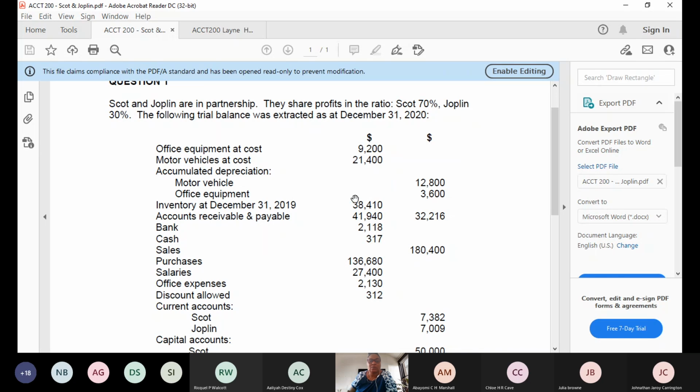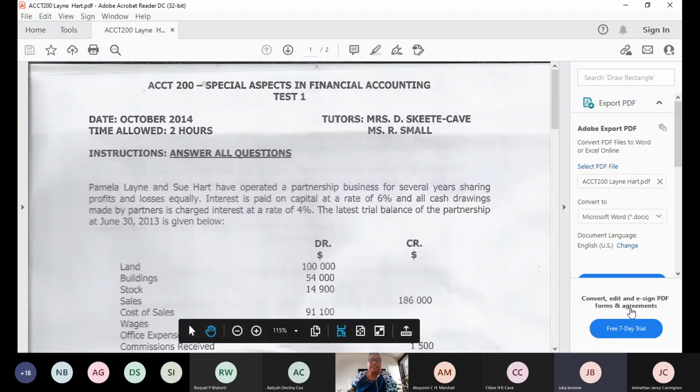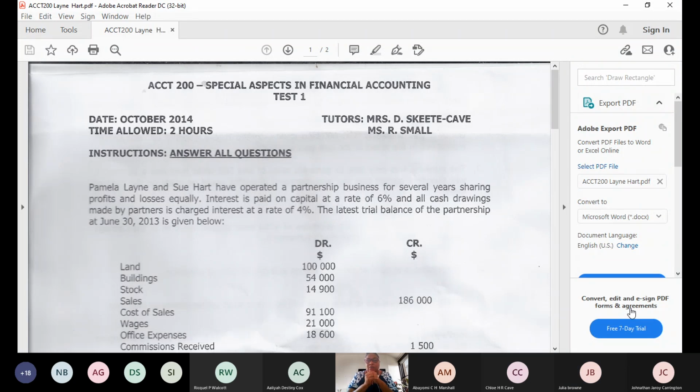So if you are doing the question, take note of the new question that has the revised depreciation for those. Okay. Now, Monica, repeat what you just said, please. The accumulated depreciation for Scott and Joplin: motor vehicles is 12,800 and office equipment is 3,600. The original question that you had has those figures interchanged. So I have re-uploaded the new question. Thank you. Okay. So I was supposed to highlight that earlier on.